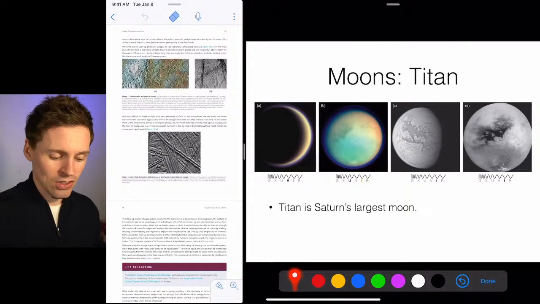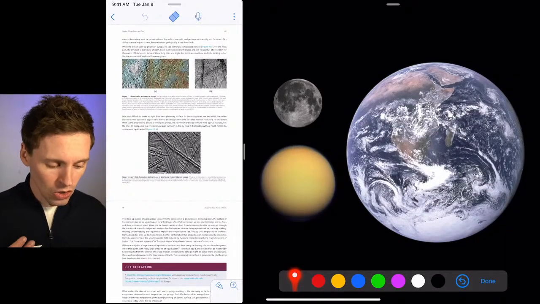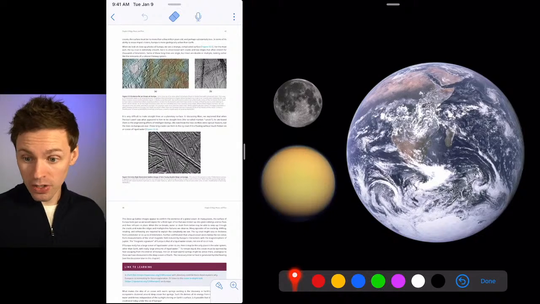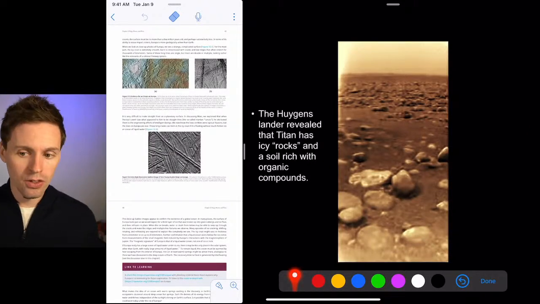So Titan is Saturn's largest moon. It has a thick, dense, nitrogen-rich atmosphere. Look at that thing. And it's bigger than Earth's moon. You can see this to scale here. There are the pictures in UV there.